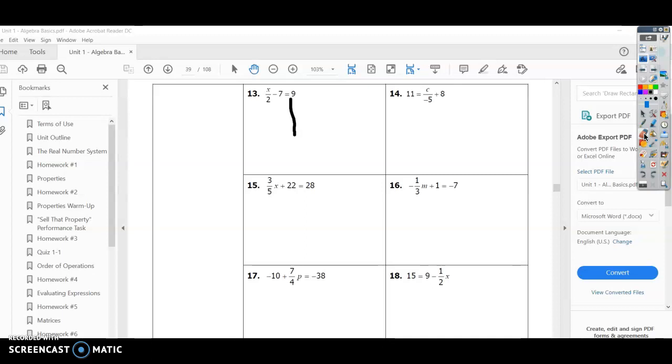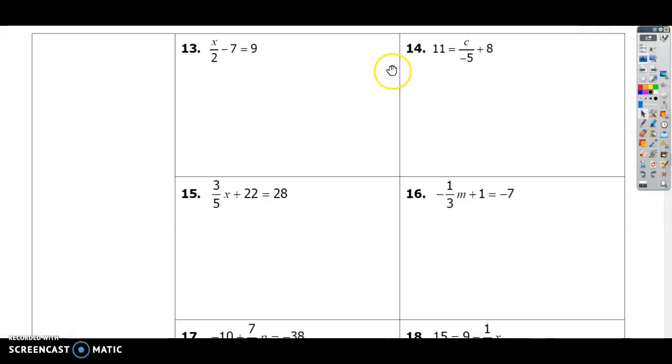Actually, I'm going to blow this up a little bit. There we go. Alright, so I'm going to undo my addition and subtraction. So I'm going to undo the -7, which means I'm going to add 7 to both sides. That gives me x divided by 2, and that's still equal to 9 plus 7.